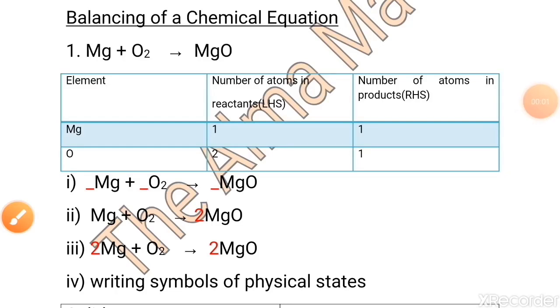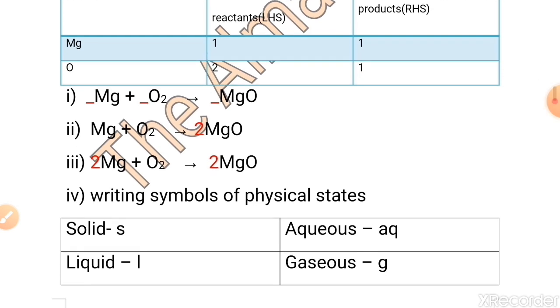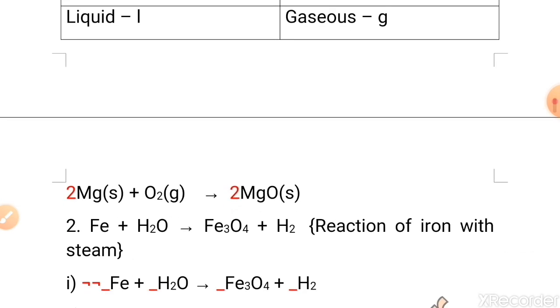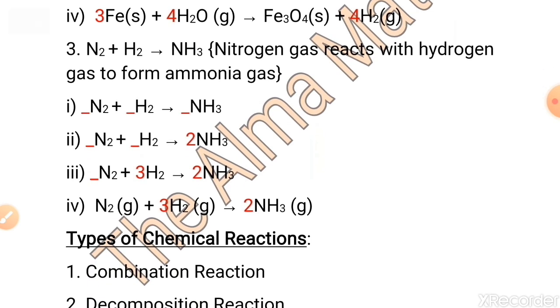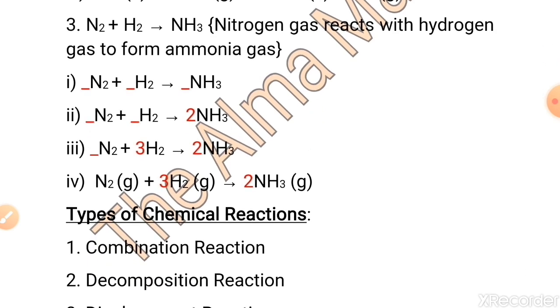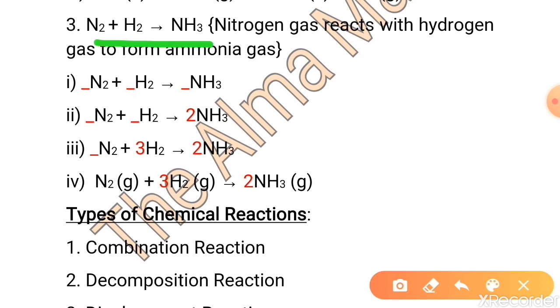Students, in last class we learned how to balance a chemical equation. We will take one more example of this so that you can understand perfectly how to balance a chemical equation. This time we are discussing the preparation of ammonia gas. When nitrogen gas reacts with hydrogen gas, it forms ammonia, NH3. All the three are in gaseous state.